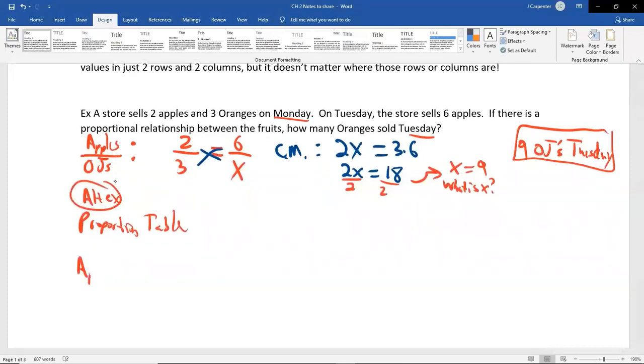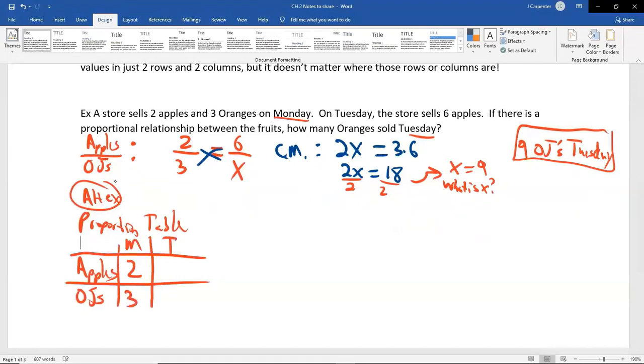We have apples and we have oranges. And we sold some apples on Monday. We sold some apples on Tuesday. We sold some oranges on the same days. So 2 apples and 3 oranges on Monday. And then we sold 6 apples on Tuesday. And this spot is blank.